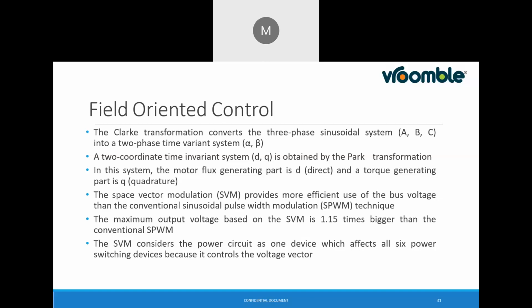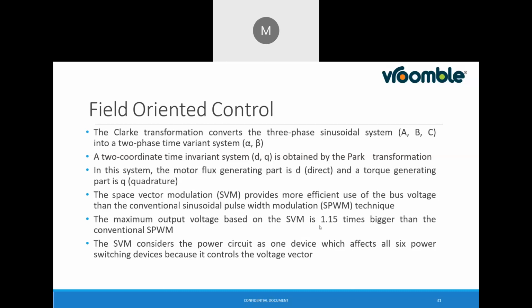In this system, the motor flux generating part is the D, which is direct, and the torque generating part is the Q, which is quadrature. The space vector modulation, SVM, provides more efficient use of the bus voltage than the conventional sinusoidal pulse width modulation, or SPWM techniques. The maximum output voltage based on the SVM is 1.15 times bigger than the conventional SPWM. The SVM considers the power circuit as one device which affects all 6 power switching devices because it controls the voltage vector also.